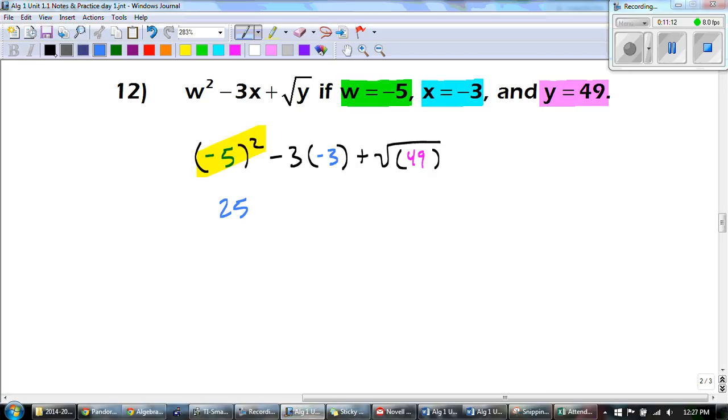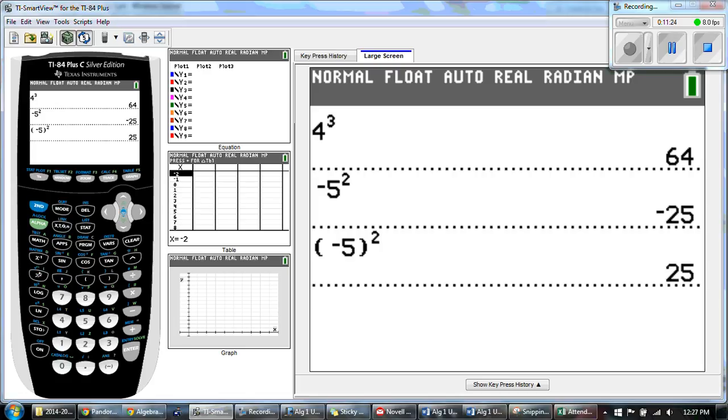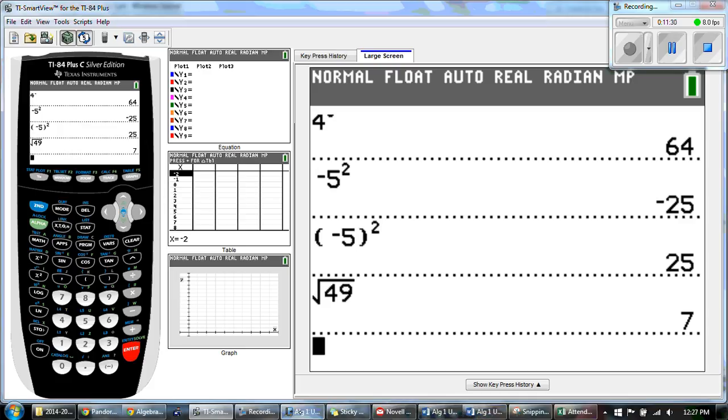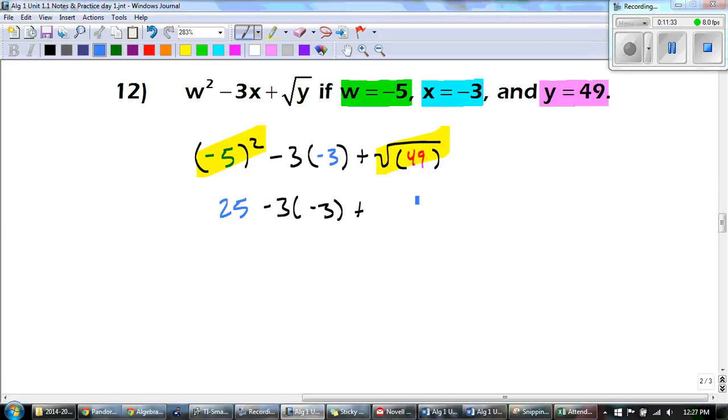All right? We didn't do anything with the -3 times -3, and now we can do that last part, the square root of 49. If you don't know, use your calculator. Okay? Square root of 49, and we get 7. Good. Okay, so we have 25 minus 3 in parentheses times -3 plus 7. Okay, so what I'm going to do now is this -3 times -3. So my 25 stays there. A negative times a negative is a positive.